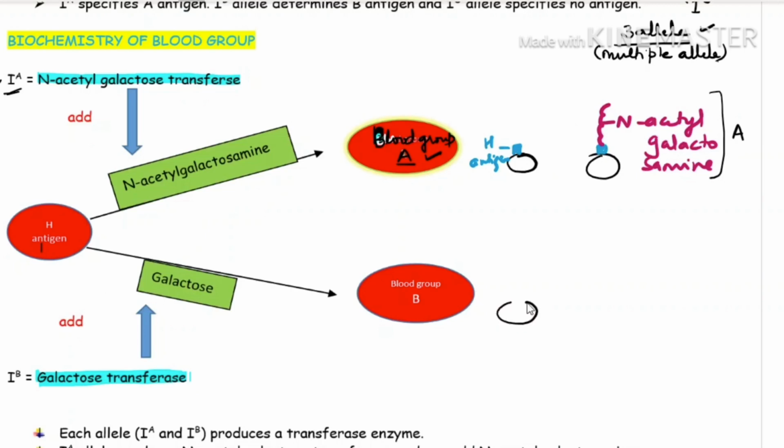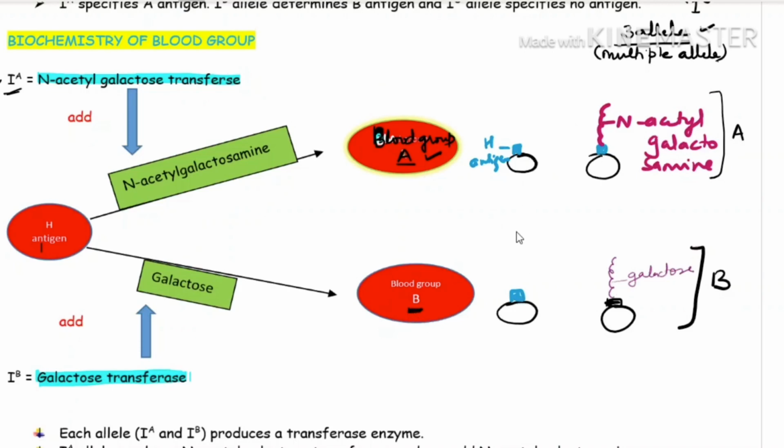Again see here, this is your RBC and this is your H antigen. Now, suppose we are adding galactose. When we add galactose to H antigen, then it becomes blood group B. B blood group is made. So here we have focused that B blood group is made.